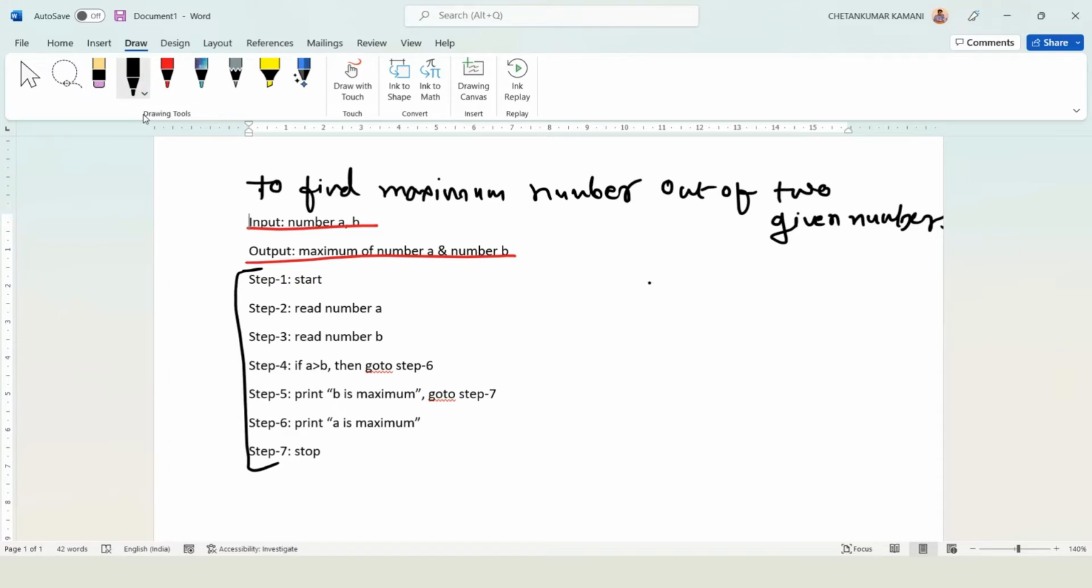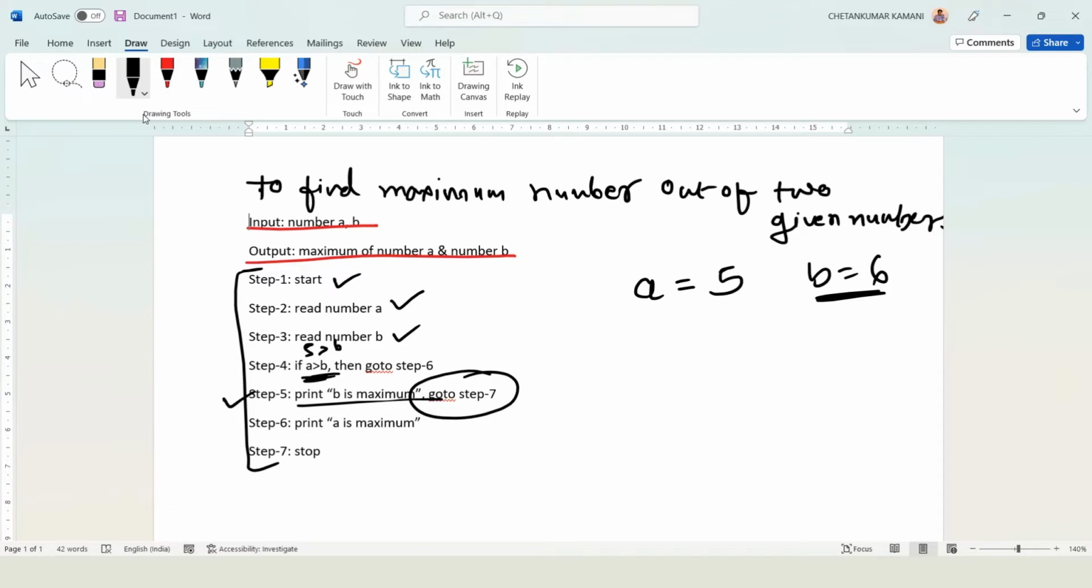Let's say A is equal to 5, B is equal to 6. In this case, the output would definitely be 6. Start, read A, then read B. Now compare: A is greater than B, 5 is greater than 6? No, it is false. Then step 5 would execute. B is maximum, that is 6. Number B is maximum. Then go to step number 7. Then the algorithm stops. So this is the perfect solution.